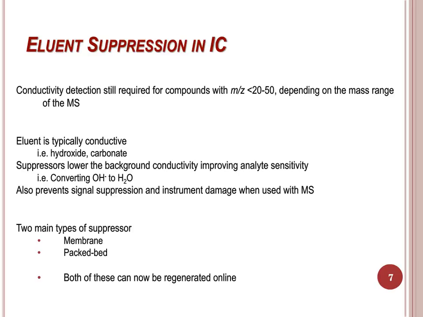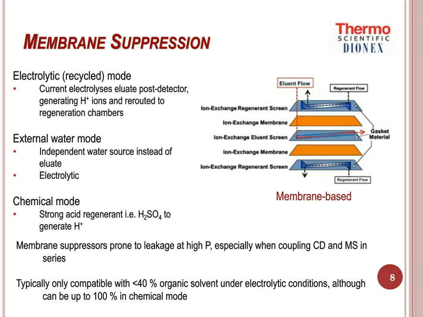There are two main types of membrane suppressor, chemical and electrolytic. Electrolytic suppression uses a current to electrolyze water and generate hydronium ions, which pass through the membrane into the eluent chamber to form water with hydroxide, which lowers the conductivity. Once the water in the eluent has exited the detector, it is then rerouted back to the regeneration chambers to help suppress the incoming hydroxide eluent.